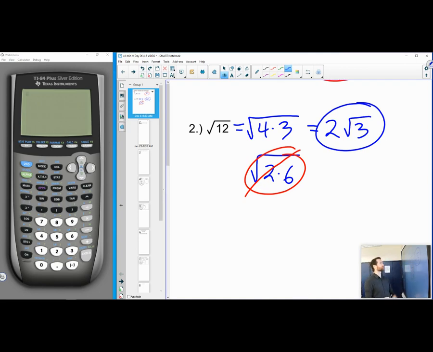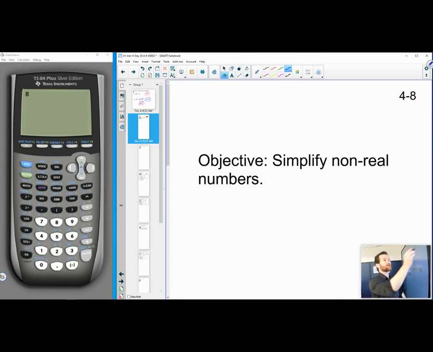Let's take a look at our objective. So today we're doing chapter 4, section 8. We are finally on the last section in this chapter, chapter 4, which seems like we've been in for like forever at this point. But unfortunately, 4-8 could be an entire chapter just in itself, this one section. Anyway, let's not waste any more time.